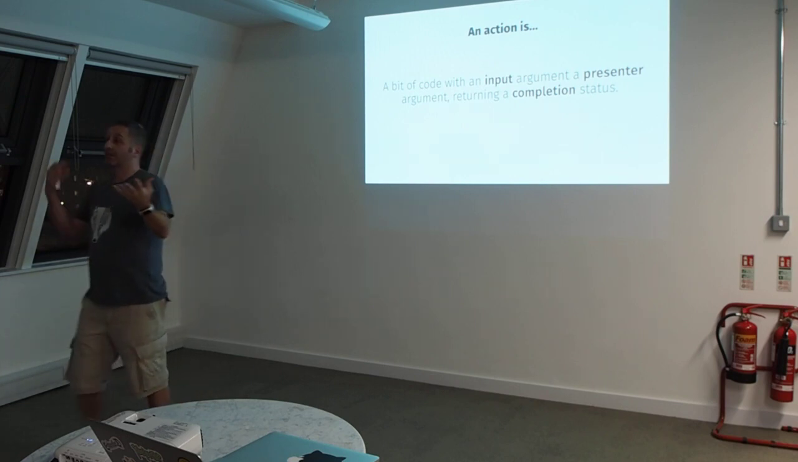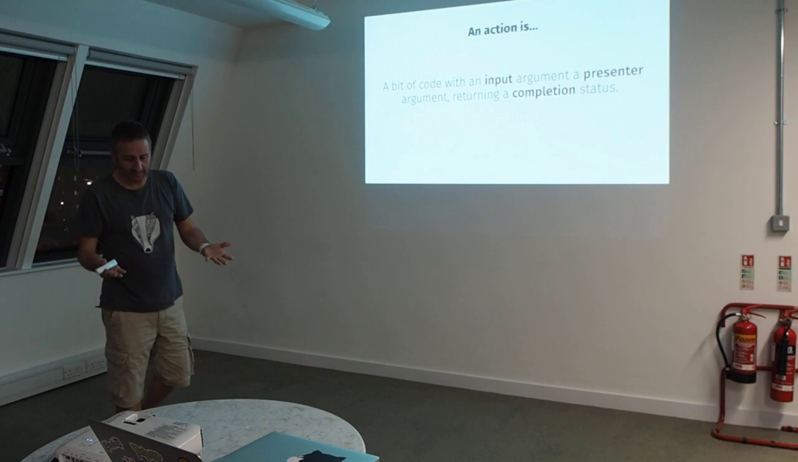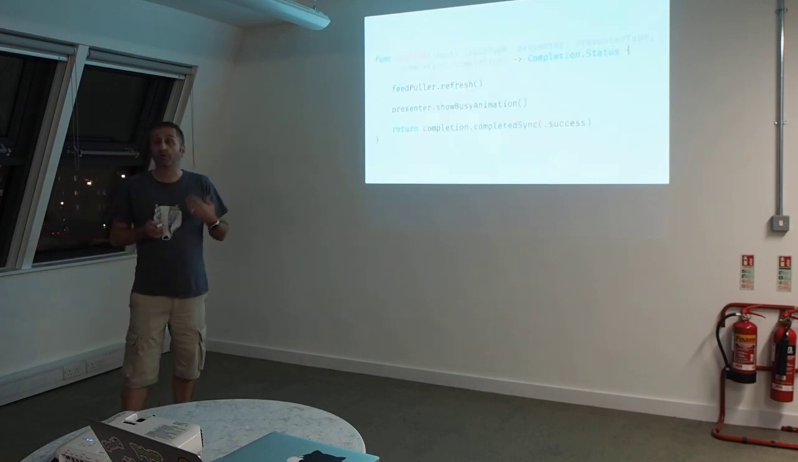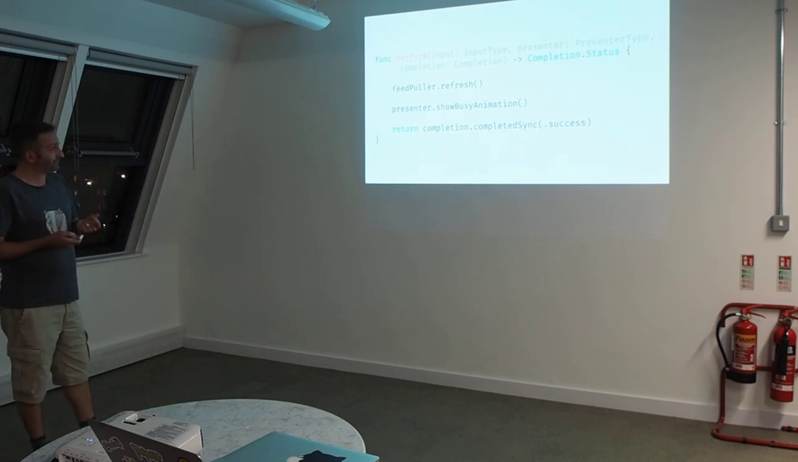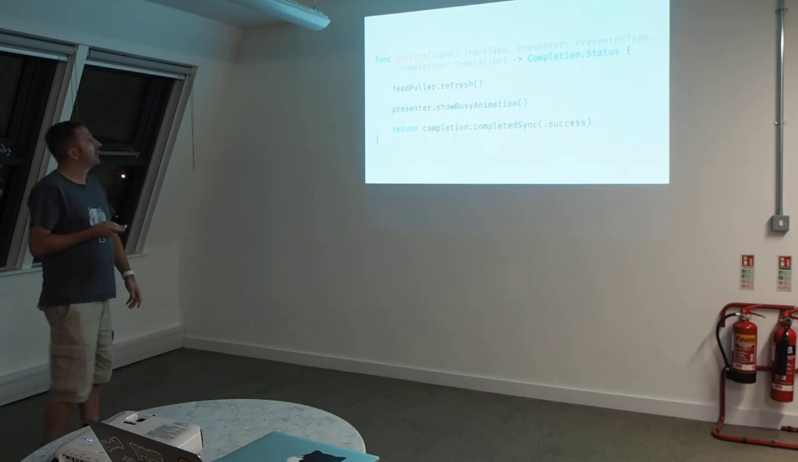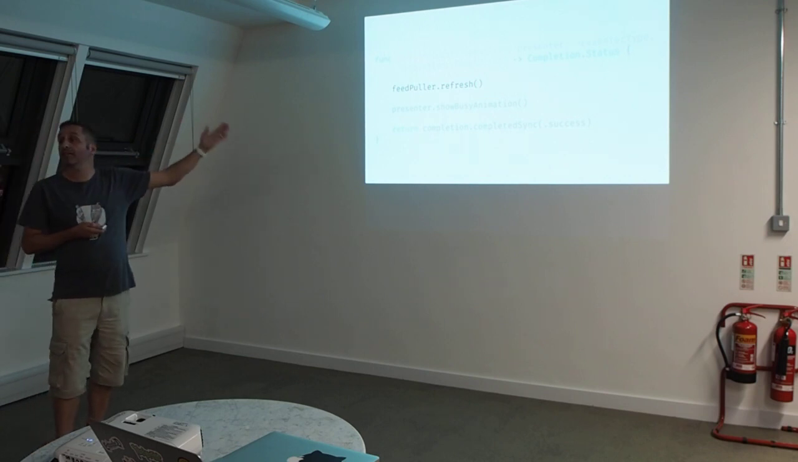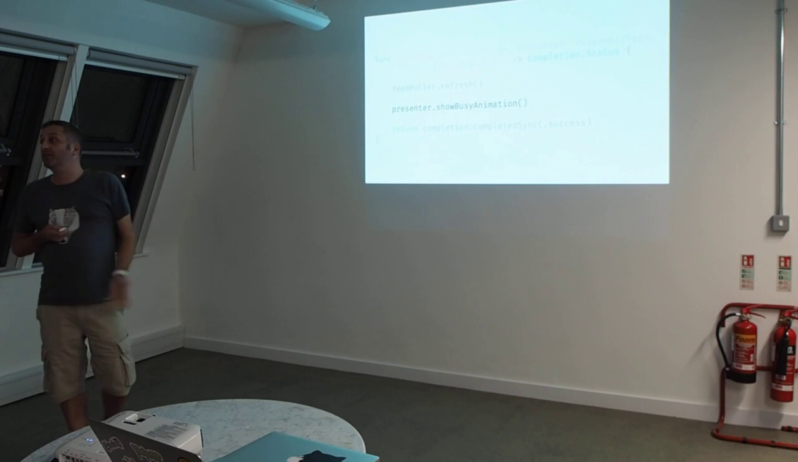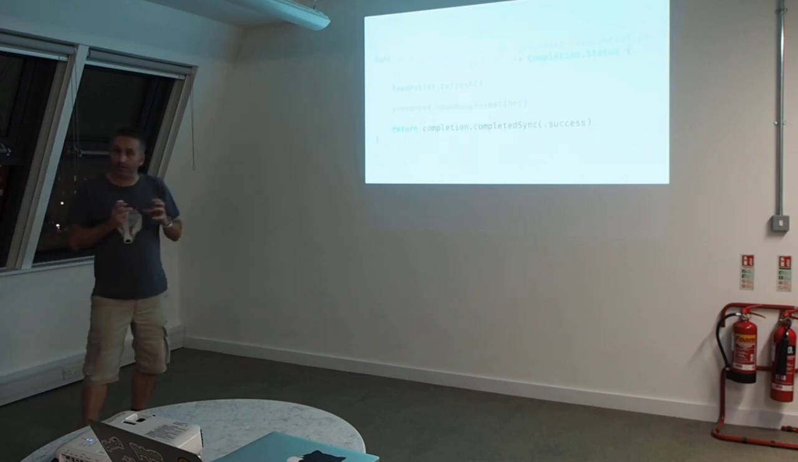It takes an input, takes a presenter, and it returns an outcome. It's not a result, it's a success or failure outcome. The idea is that your presenter deals with actually showing what happened. So you can imagine you have an action with a perform method like this, and all it's going to do is call into some component you have that manages the feed to refresh it. It'll tell the presenter to show a busy animation, and then it'll say, I'm done. They're very, very small pieces of code.